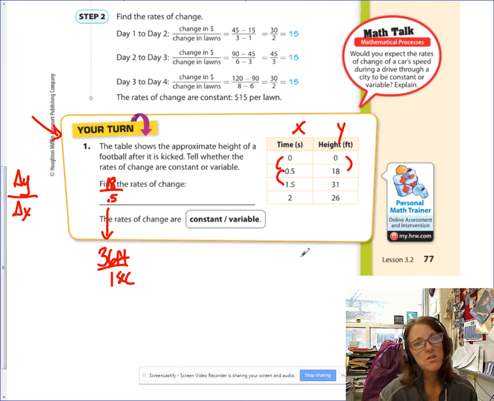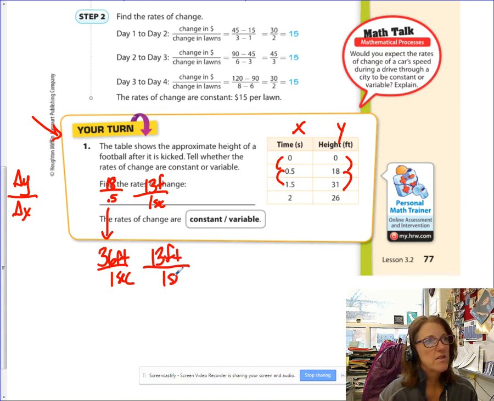From half a second to 1.5 seconds, it went from 18 to 31 feet. 18 to 31, that's 13 feet. Half to 1.5, that's 1 second. Not many feet. So this one, thankfully, is built in as a unit rate, so I don't have to do any simplifying there. 30. Right away, you can tell this is going to be variable. They're not the same. But I do want you to do this last one with me.